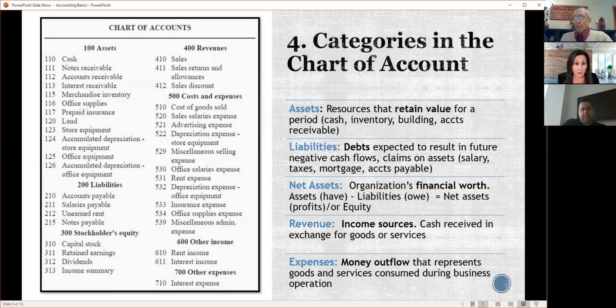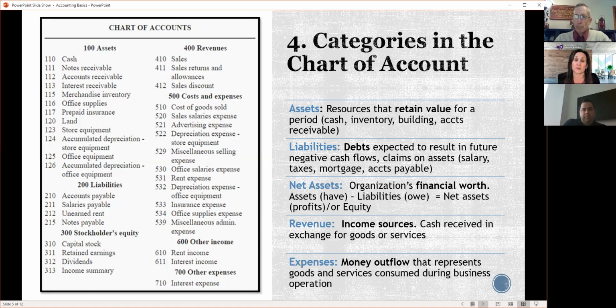And then there's the liabilities. Those are the debts. Those are things our organizations owe. If you work for a company and get a salary, you are a liability to your organization because your company owes you money on some regular basis. But a mortgage is also a liability, as is accounts payable and the bills that we get that we have to pay. Another category then is net assets.